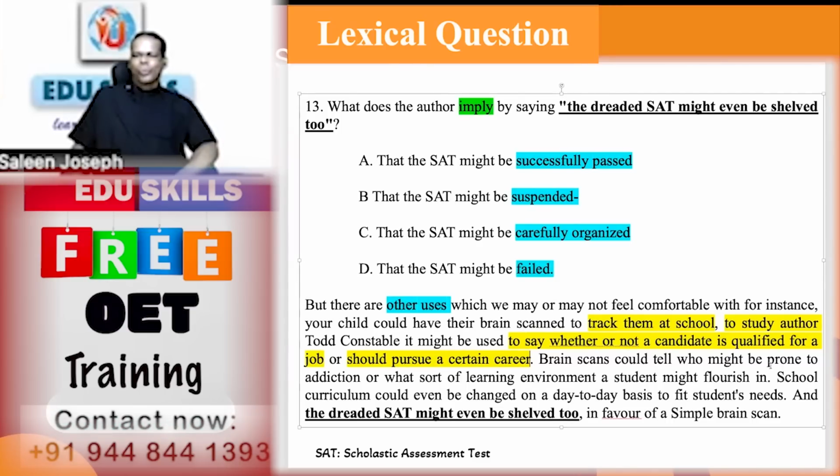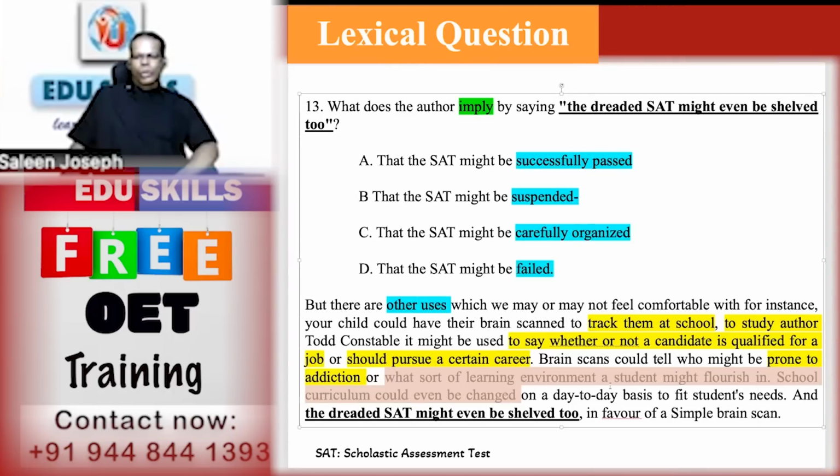Brain scans could tell who might be prone to addiction. Okay. Addiction. Yeah, prone to addiction. Next use. See how beautifully the topic sentence controlling idea is explained. And what sort of learning environment a student might flourish in. What should be the student's learning environment? Just scan his brain, you can find out.